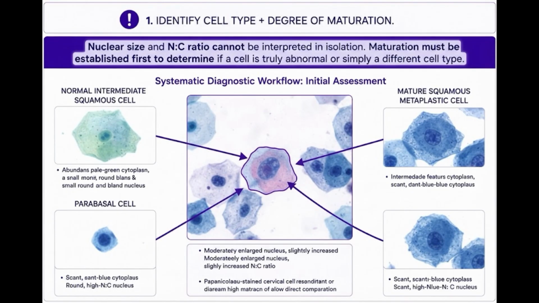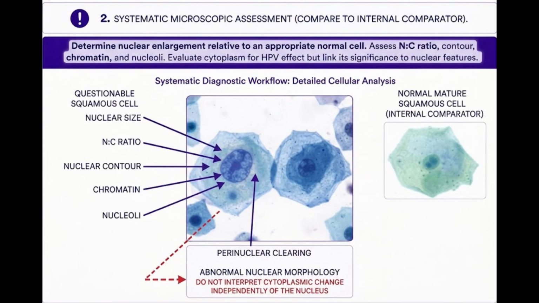When a squamous cell appears questionable, interpretation should follow a consistent sequence. First, identify the cell type and its degree of maturation. Nuclear size and N:C ratio cannot be interpreted correctly without knowing whether the cell is intermediate, metaplastic, parabasal, or another squamous cell type. Next, determine whether the nucleus is genuinely enlarged relative to an appropriate normal comparator. Then assess the N:C ratio, nuclear contour, chromatin, and nucleoli. Examine the cytoplasm for perinuclear clearing or other HPV-like changes, but never interpret them independently of the nucleus.